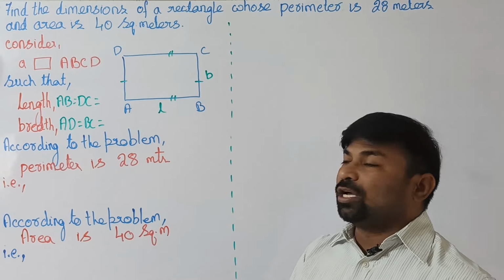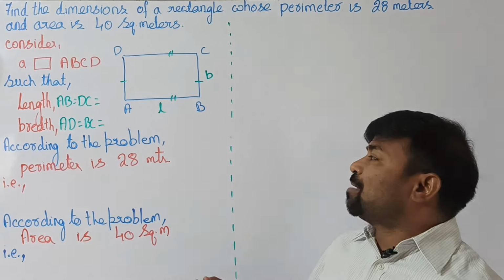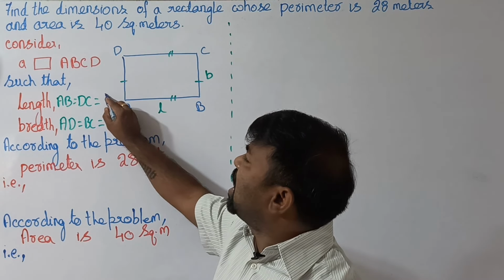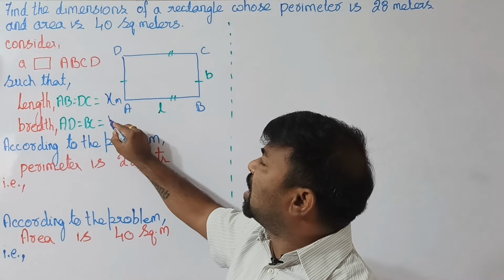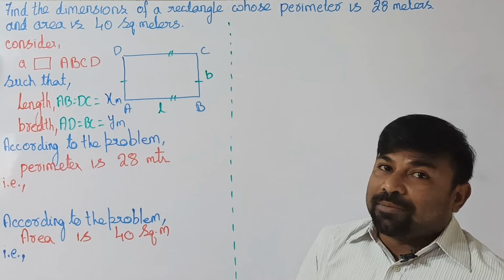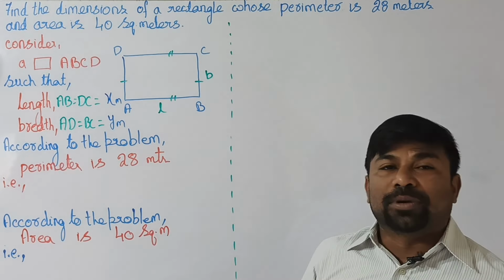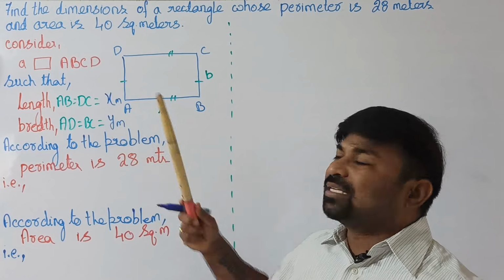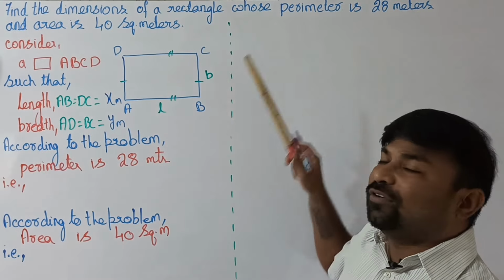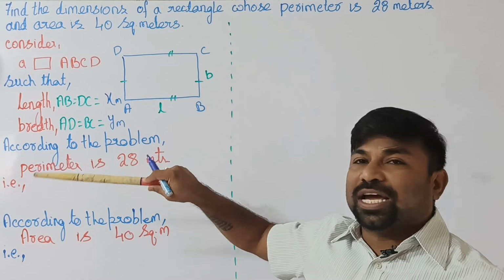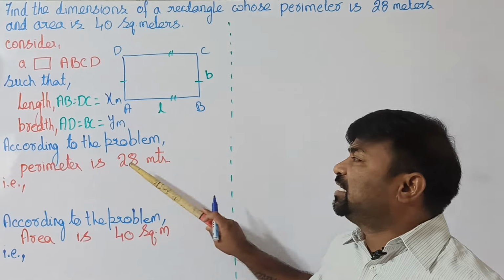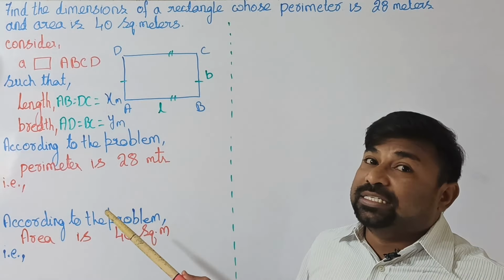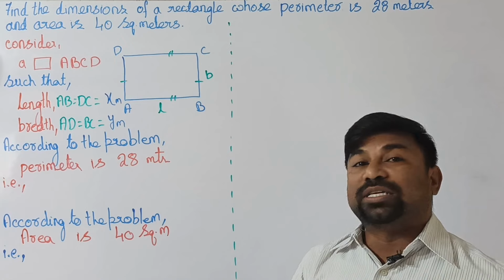But it's better for us to consider them as variables. So I am considering the length as x meters and the breadth as y meters. Now, to find the values of x and y, what are the two relations he has given? The first one is the perimeter. From the question we are taking the sentence: according to the problem, the perimeter is 28 meters. From the question, we have taken the sentence. Let us convert that sentence into symbols.